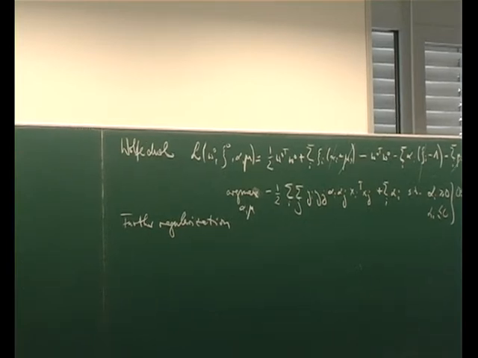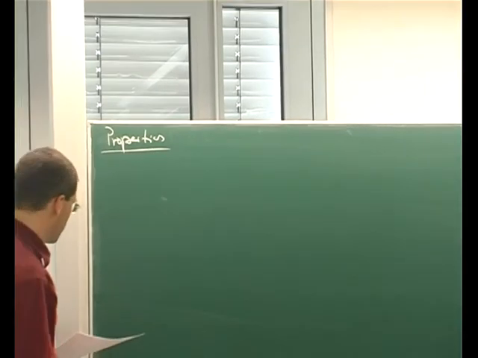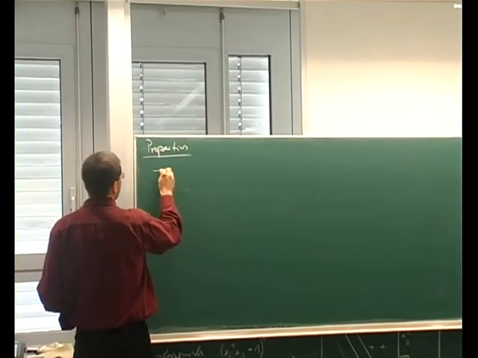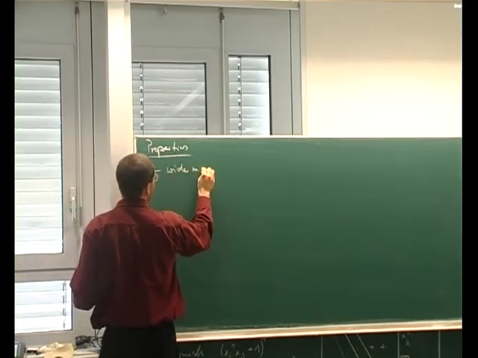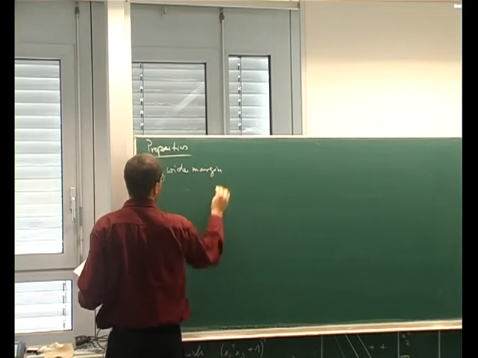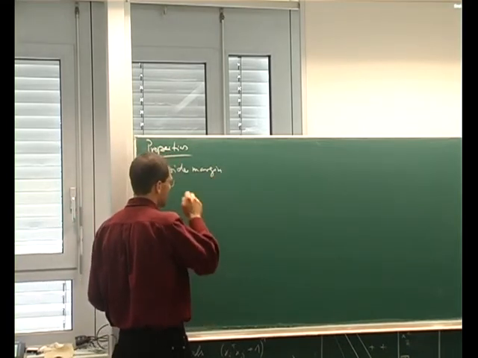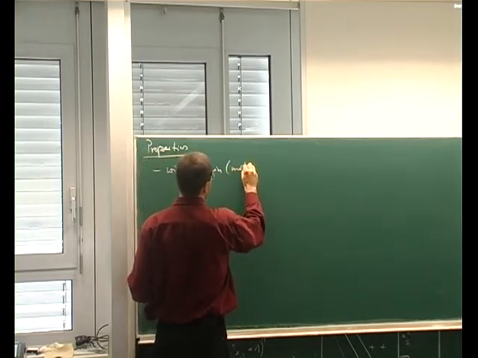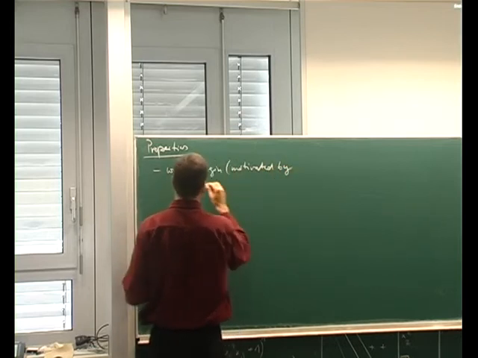So to wrap up the discussion of normal support vector machines, let's look at a few properties. So what are the characteristics? The characteristics are this concept of using a wide margin, which was originally motivated by statistical learning theory.